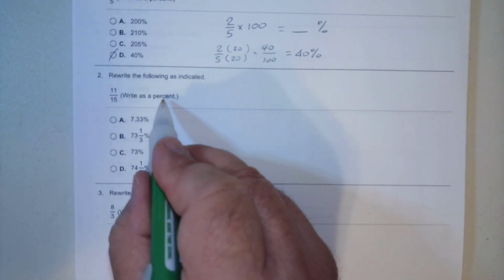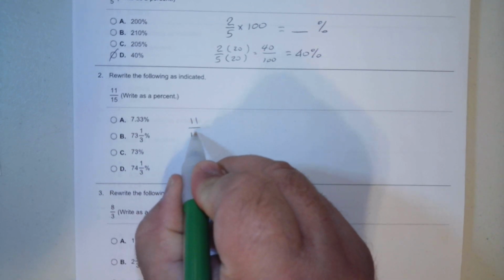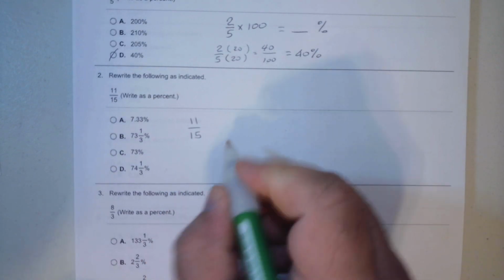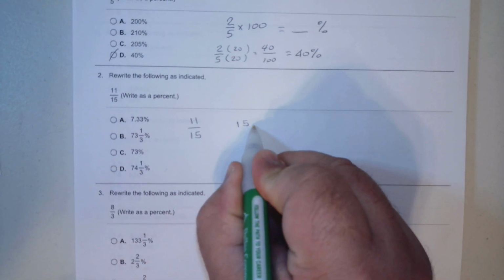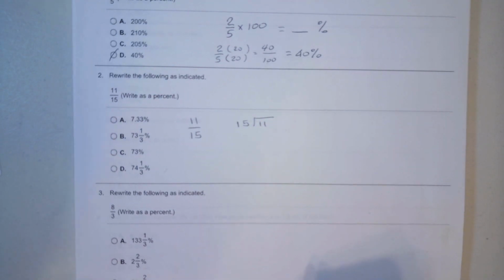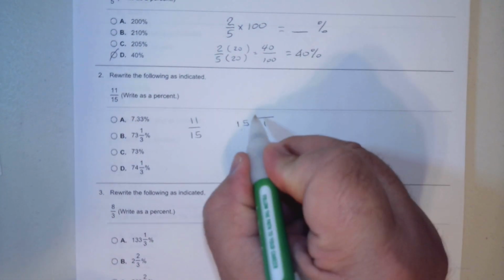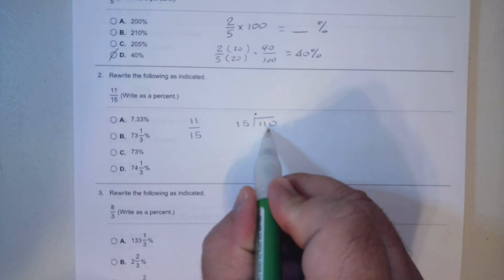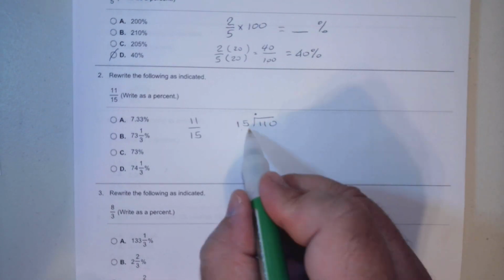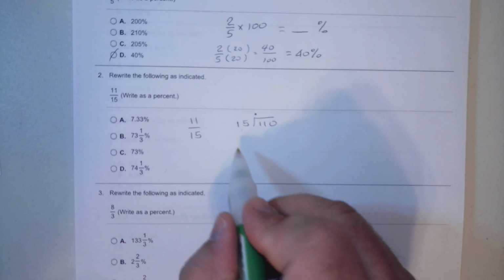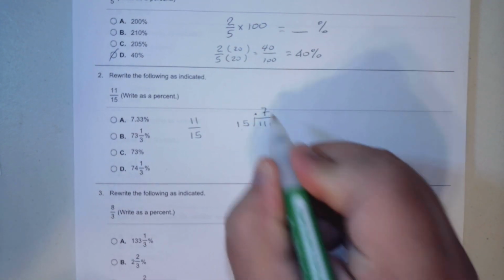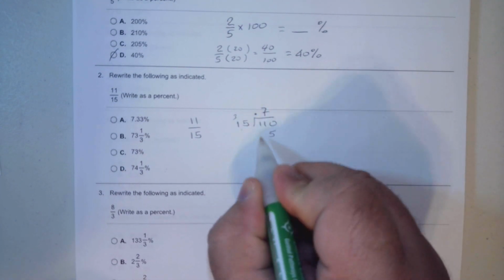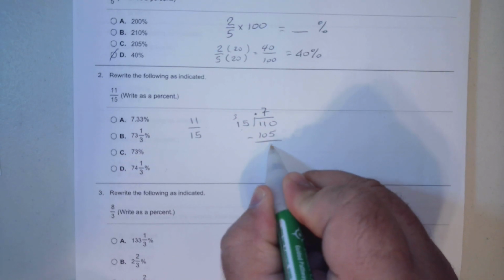Write the following as indicated, as a percent. 11 over 15. We can't make the bottom equal to 100, so let's do long division. Does 15 go into 11? No, so I put a decimal. That adds a 0. 15 goes into 110 7 times. 7 times 15 is 105. Subtract them, I get 5.